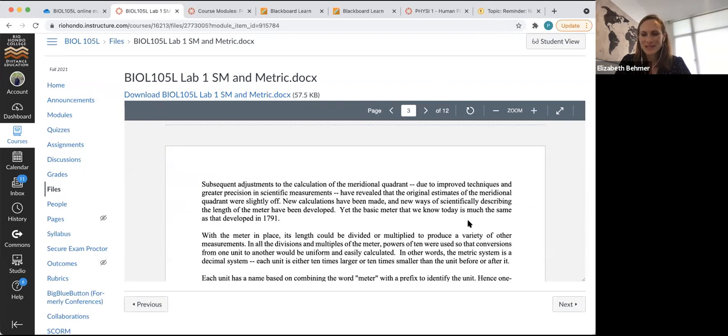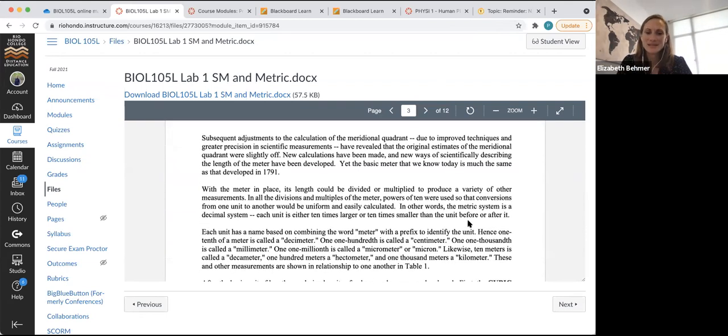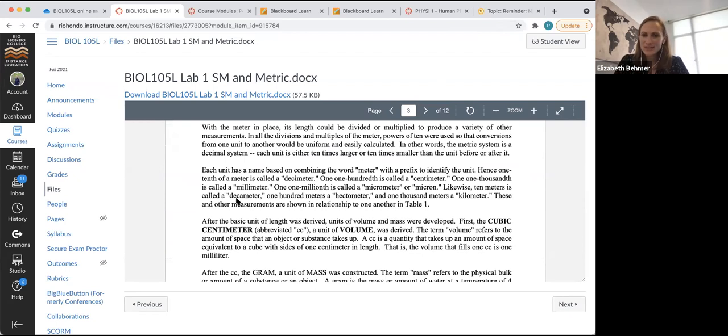Due to improved techniques, we have revealed original estimates were slightly off. Anyway, regardless, we're using a meter as the basic. Each unit of the metric system then is based on combining the word meter, which is the basic for length, with a prefix to identify the unit. So for example, 1/10 of a meter is called a decimeter because 1/10 of a part is a decimeter. 1/100th is called a centimeter. So what that means is if we would have a meter stick, there are 100 centimeters in that meter stick, and there are 10 decimeters in that meter stick.